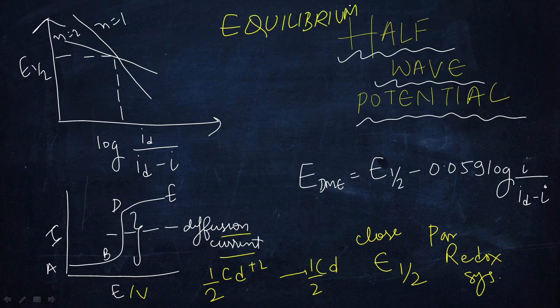So there are certain systems that might achieve equilibrium. Equilibrium must be established at the surface of DME. Where should it be established? At the surface of DME, there should be an equilibrium. So what we can do is, E1/2 can be related to E0 of the system, the redox couple.